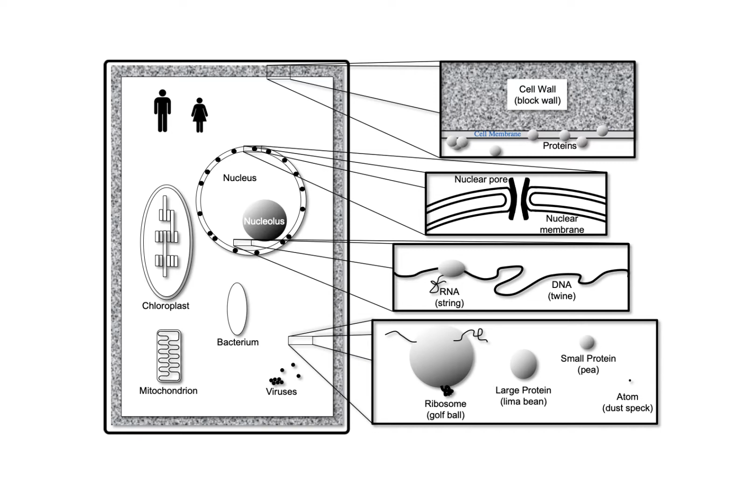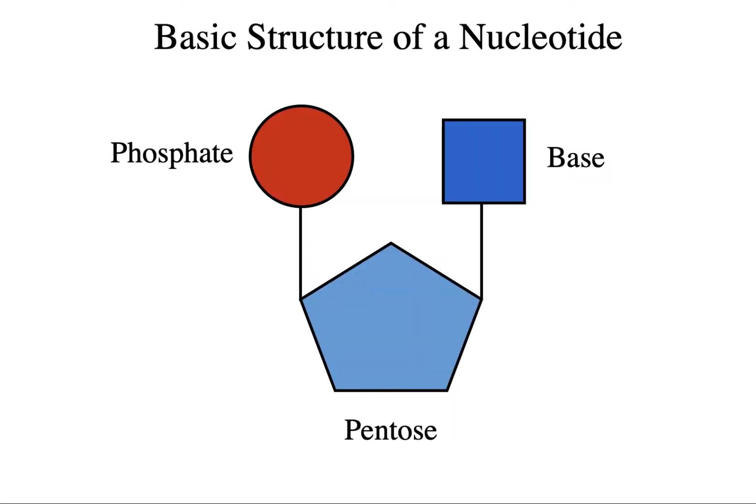So that's at the level we're working at when we look at these cells and all of the components inside of them. Okay, so let's start talking about some of these molecules. The basic structure of a nucleotide is this, where you have a pentose sugar and then attached to a phosphate group, and then a base, one of these nitrogenous bases, a purine or a pyrimidine.